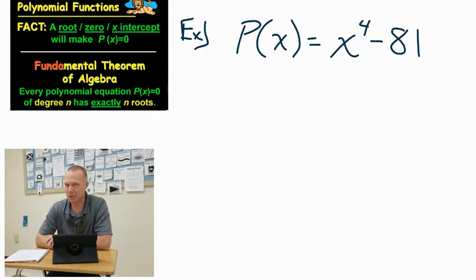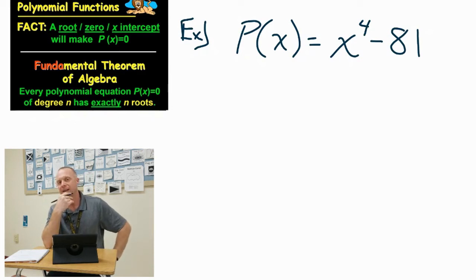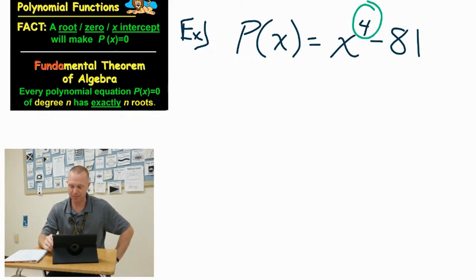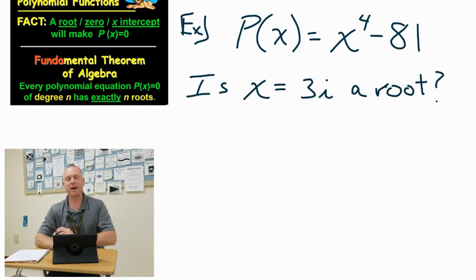This one's kind of special because, well, it's not really that fancy. It's just x to the 4th minus 81. I wonder how many roots this thing has. It's not hard to know, right? It's going to have 4 roots. Why don't we see if we can find one? I brought along one of my roots. I brought along 3i.